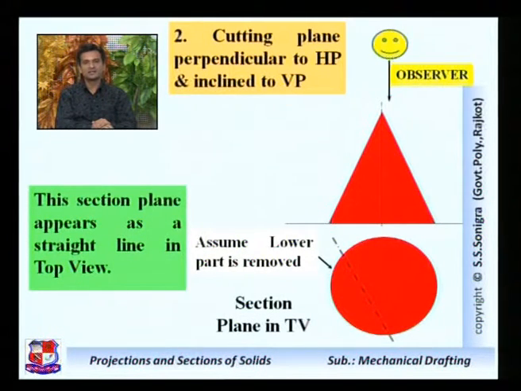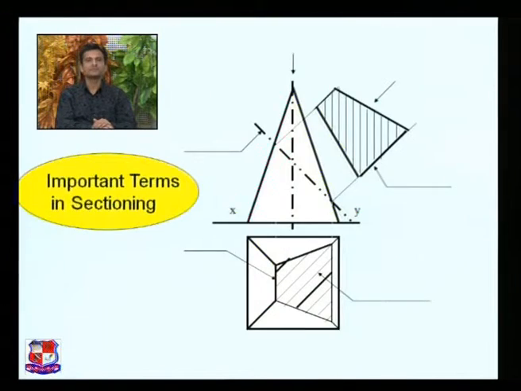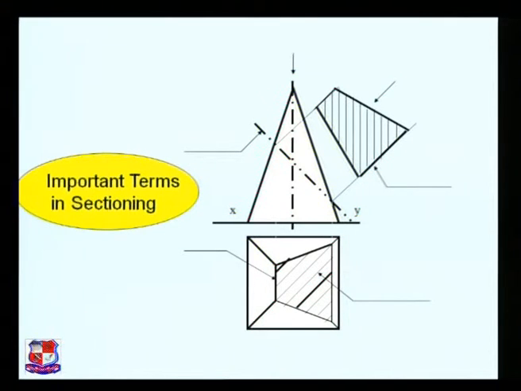For this case, as the cone is given here and the observer is looking from the top, the section plane is visible in the top view as a straight line, and the sectional front view would be there. Assume the lower part is removed in this case, because it is the smaller one. It is a normal convention that we should remove the part which is smaller in the solid. Now important terms in sectioning.